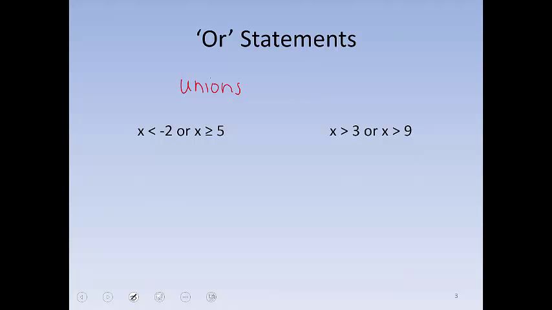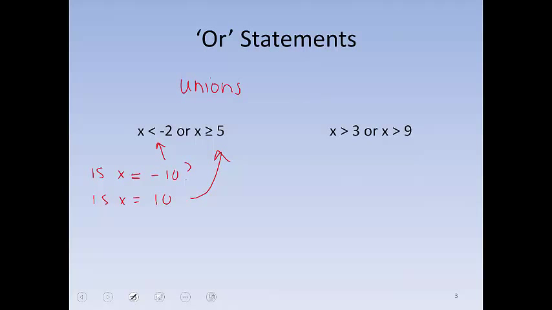So if we're speaking here of x is less than -2 or x is greater than or equal to 5, that means that if I were to say, well, is x equal to -10 a solution? You would say yes, because it satisfies this piece. I could say, well, is x equal to +10 a solution? And we would say, yes, it is, because it satisfies that piece. You see, with a union or an or statement, it only has to satisfy one of those pieces to be considered a solution to the statement.